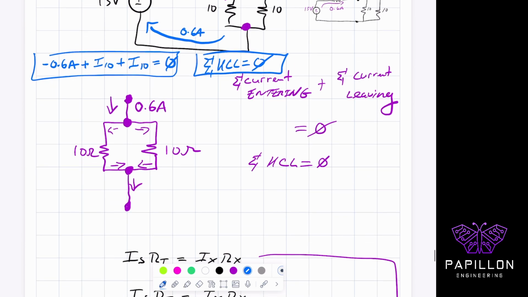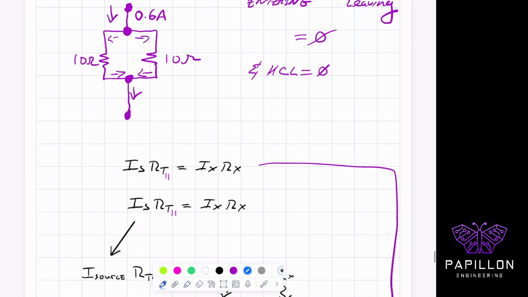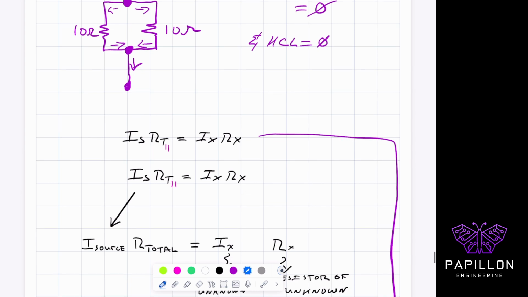So the sum of all the currents entering or leaving a node must equal 0, and it follows, hopefully, a nice tight equation. And we learned about Kirchhoff's voltage law. So there's also Kirchhoff's current law, as I said earlier. But then there's also this equation here to solve all that. It's called current division.